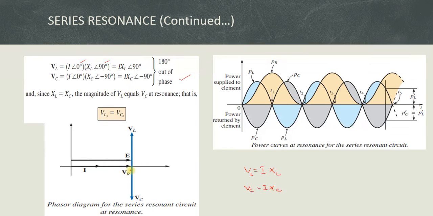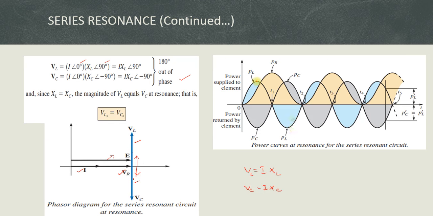I am already told that the voltage and current are in phase, so it is shown in the phasor diagram. This is my supplied voltage E, this is the voltage across the inductor, and this is the voltage across the capacitor. They are 180 degrees out of phase, so they are drawn opposite. If you add these two values, they cancel each other.